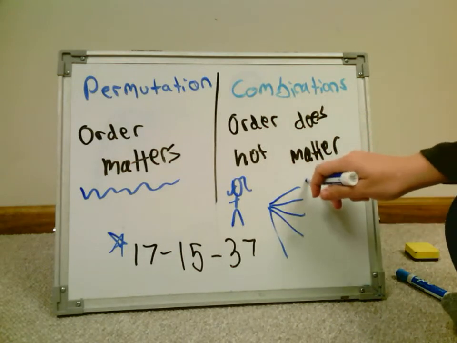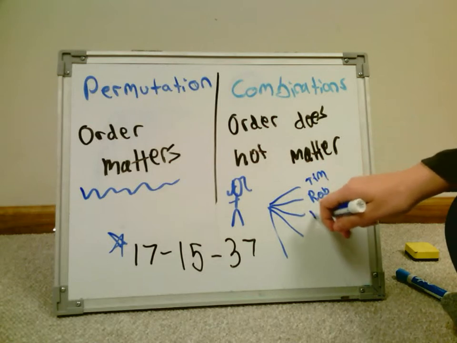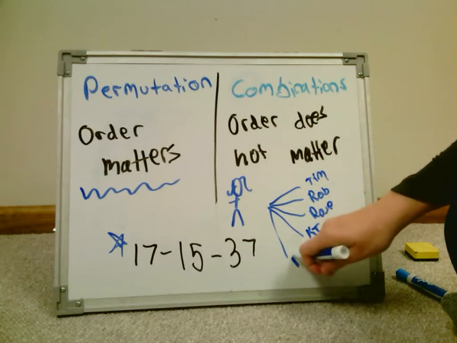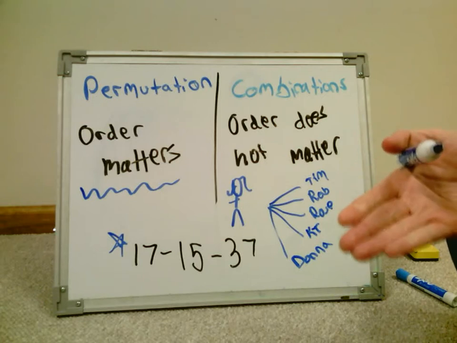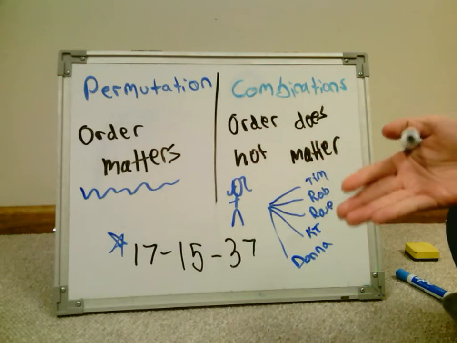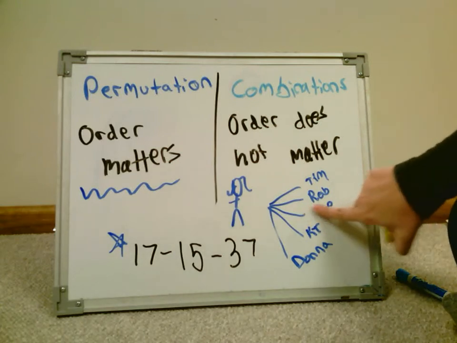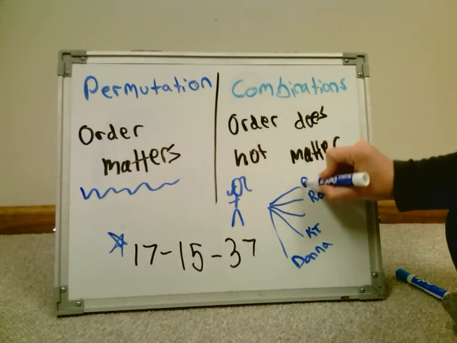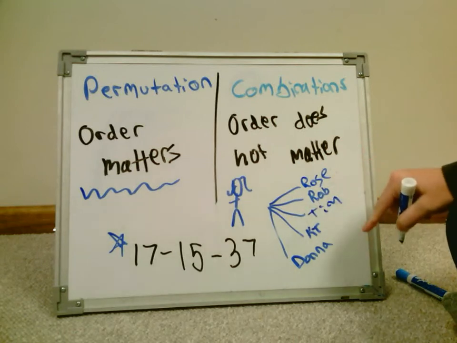Well, let's say that I pick Timmy. I'm going to pick Rob. I'll pick Rose. I'll pick Katie. And I'll pick Donna. Okay, those are the 5 people that I have picked to come on this field trip with me. Now, what if I decided to pick Rose, then Rob, then Tim, then Katie, then Donna?